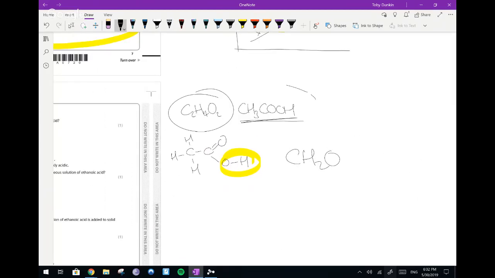So here's your structural. That's structural. And of course, the other one that you're going to be asked for is displayed. So this is our displayed formula.